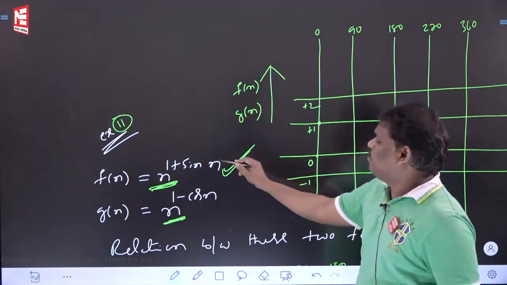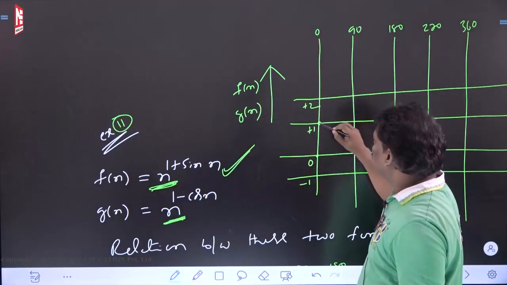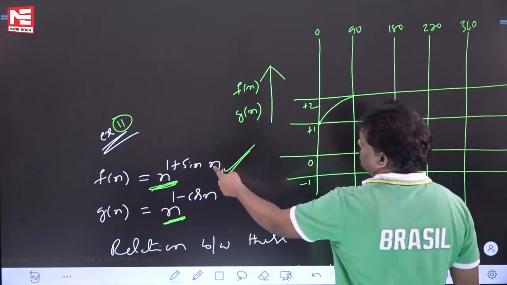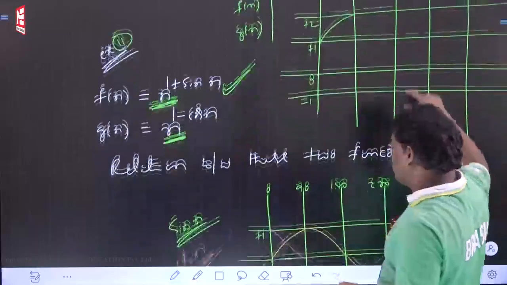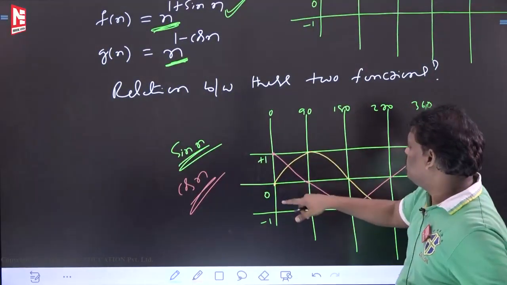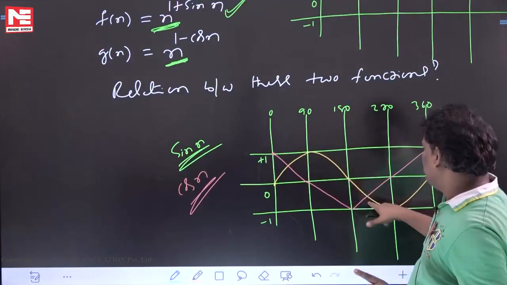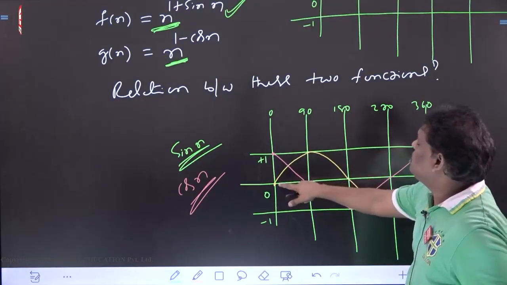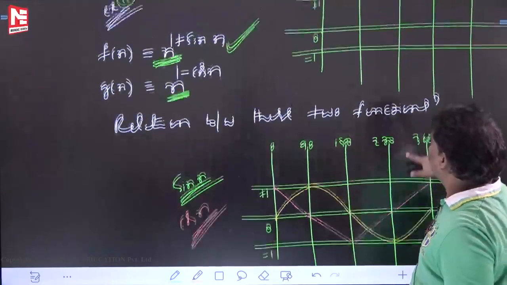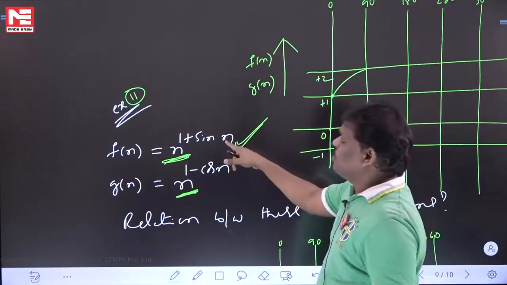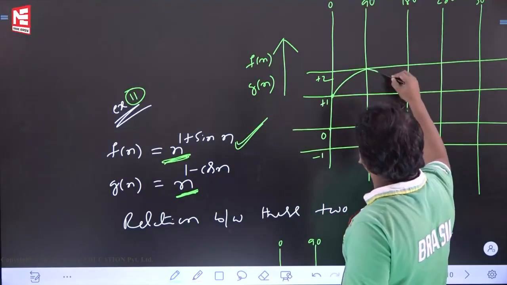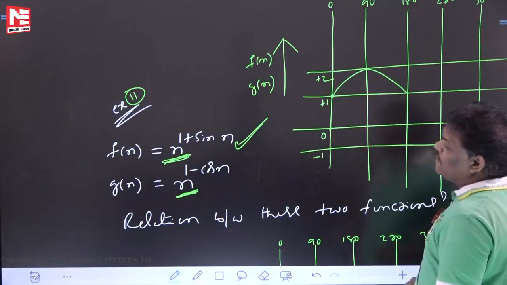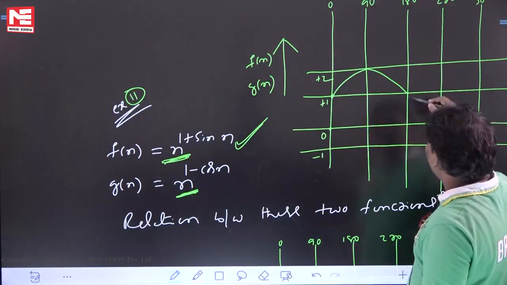Can you say sin 90? 1. 1 plus 1, 2. It will go to 2. Next one. What is sin 180? What is the answer? You know very well. If you have doubt, check. This color is going to be the sin story. Sin 0 is 0, sin 90 here, sin 180 is 0. Sin 180, 0. 0 plus 1, 1. Next one. What about sin 270? Minus 1. 1 minus 1, 0. Right? I think it will go to 0.